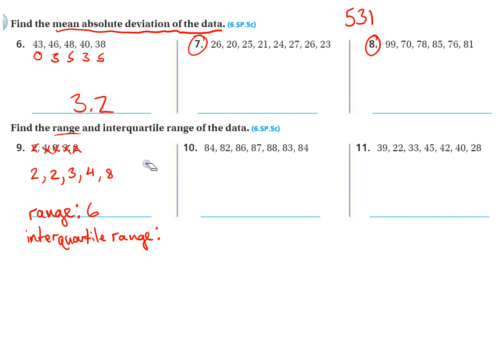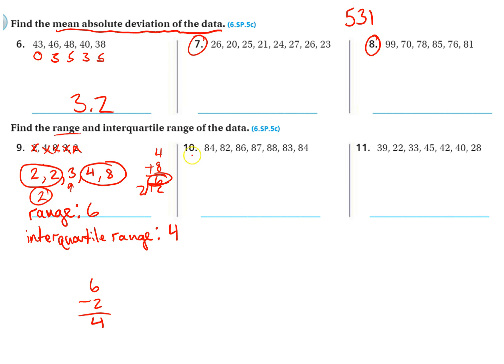Now for the interquartile range, I need to find the quartiles. So 3 would be the median. So this would be the lower half. This would be the upper half. So 2 is the lower quartile, and the upper quartile would be 4 plus 8, which is 12, divided by 2, which is 6. So then the lower quartile is 2, the upper quartile is 6, so 6 minus 2, and that gives us 4.